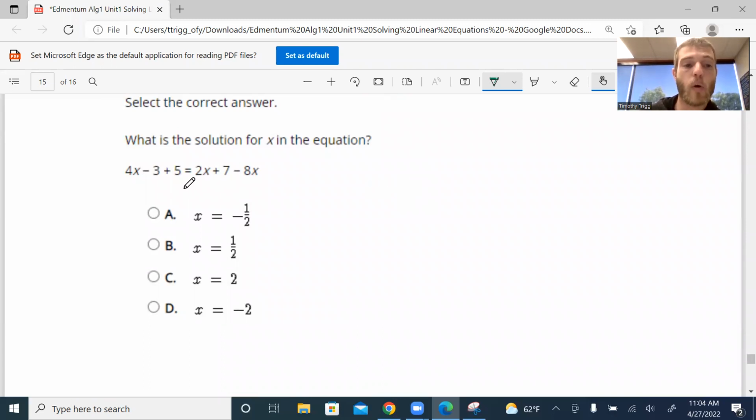Okay, this next equation has quite a bit of combining like terms. On the left side, I can combine these two constants. So I'm going to go ahead and do that. So that's going to be 4x. And then we have this negative 3 plus 5. Well, that combines to positive 2. We have more positives in this case. On the right side of the equation, this 2x and negative 8x combine as well, giving me negative 6x. We also have a +7 constant.